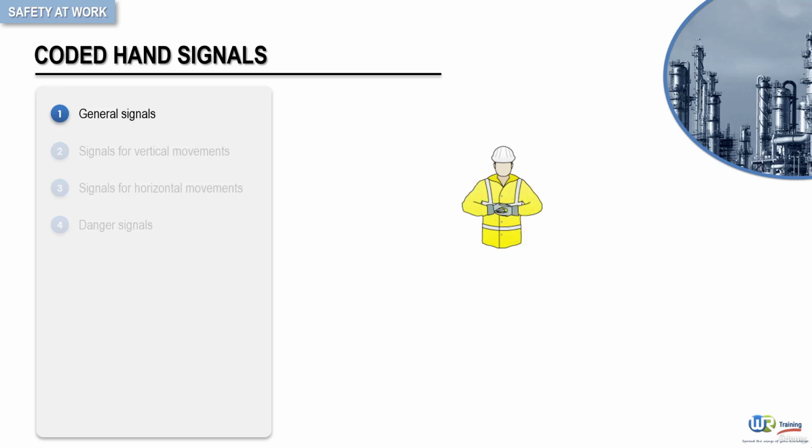Here, both hands are clasped at chest height. This indicates the end of the operation. In this example, the operator's right arm points upwards with the palm facing forward and slowly makes a circle. This indicates a vertical upward movement or a raise signal.